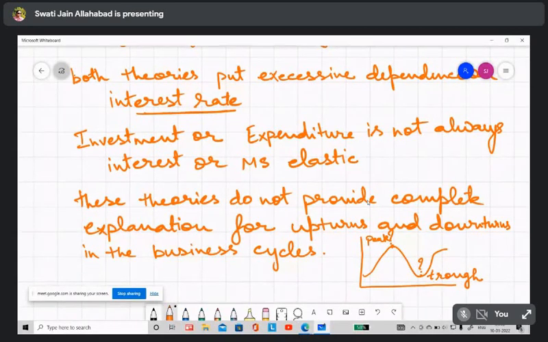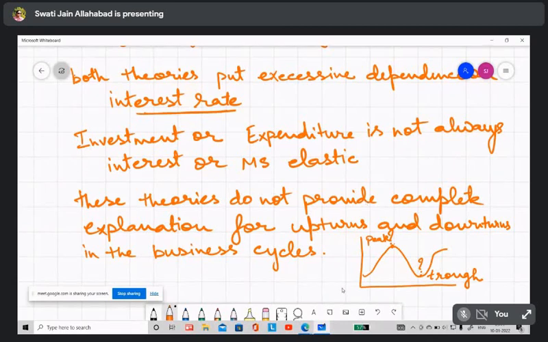So later on, economists like Samuelson and Hicks provided the answer. They said that it is due to the multiplier and the accelerator that business cycles are created. Because of the multiplier and accelerator, there is a peak. Because of the multiplier accelerator, there is a trough. So this theory explains some of the reasons, but these theories do not explain the technicalities of the business cycle.